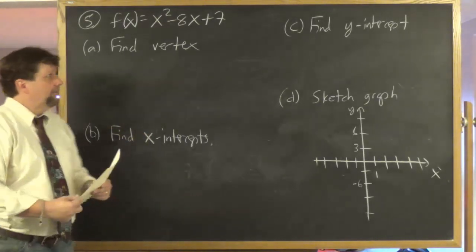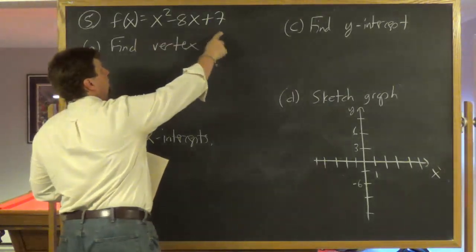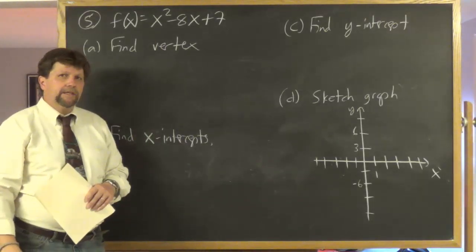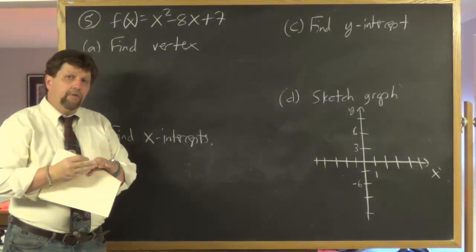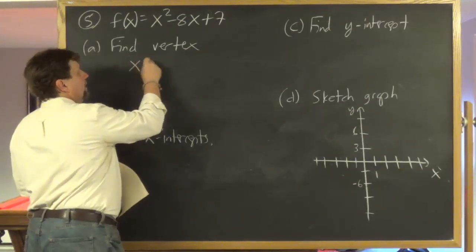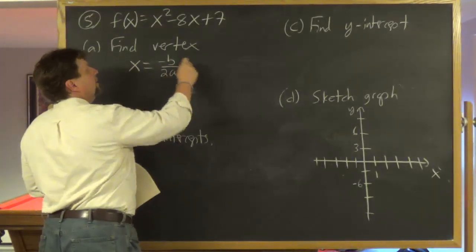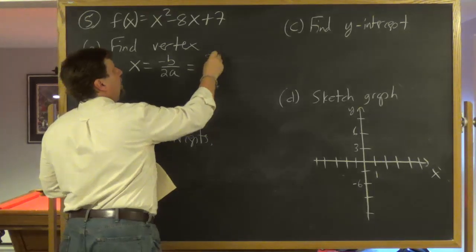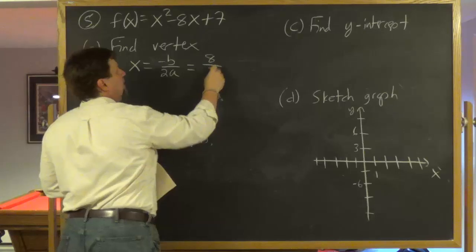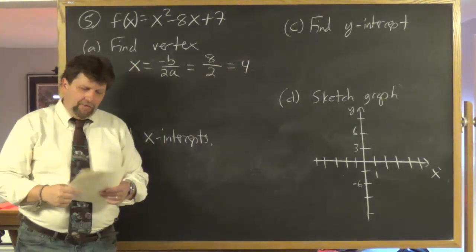So here we go. Get the vertex. Remember when your quadratic function is in this form, ax squared plus bx plus c, we have that handy-dandy little formula to give us the x-coordinate of the vertex. The x-coordinate is negative b over 2a. So that would be, well, the opposite of negative 8 is 8. A is 1. So we have the x-coordinate of the vertex is 4.